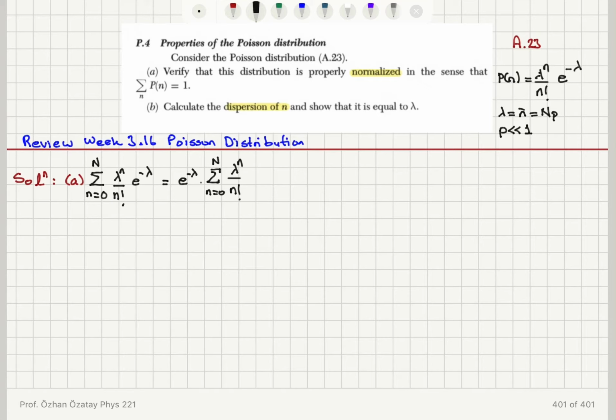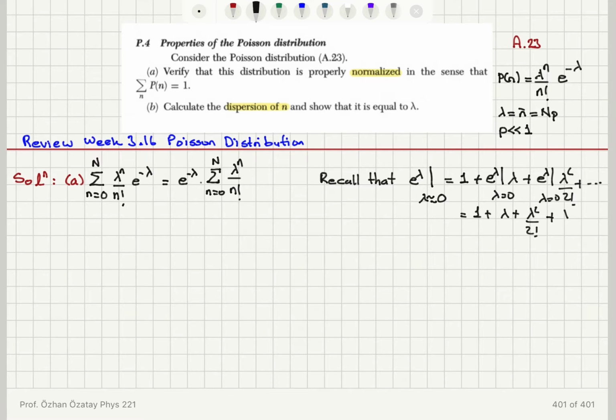So we recall that when you have e to the lambda, the Taylor expansion around lambda equals 0 is e to the 0, which is 1, plus the derivative with respect to lambda, which is e to the lambda evaluated at lambda equals 0 times lambda, plus the second derivative times lambda squared divided by 2 factorial, etc. So we get 1 plus lambda plus lambda squared over 2 factorial plus lambda cubed over 3 factorial, etc. So basically e to the lambda is, for small lambda values, equal to sum over n equals 0 to infinity lambda to the power n divided by n factorial.